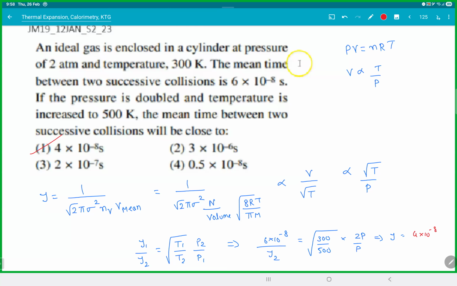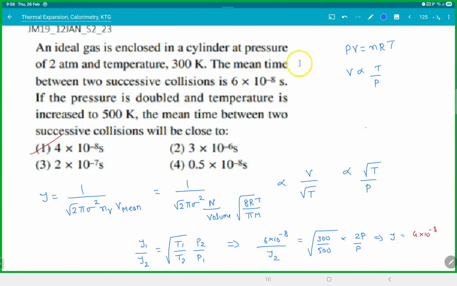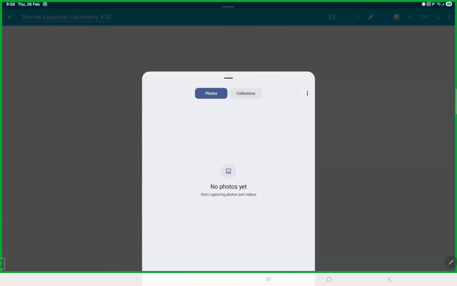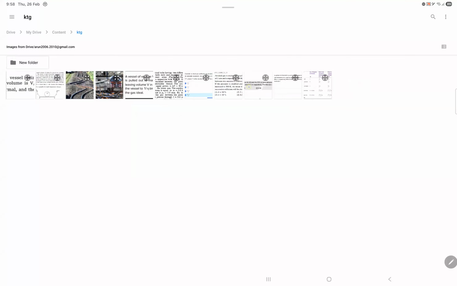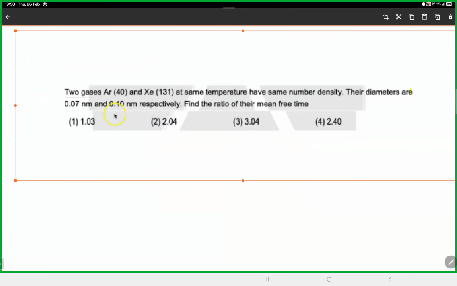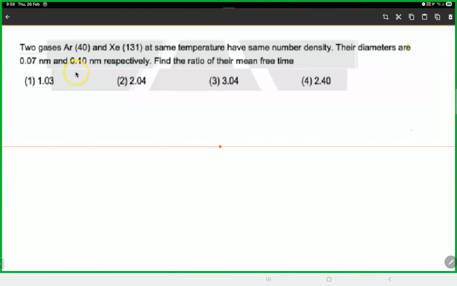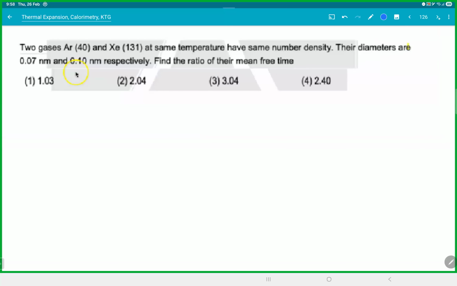Let's see one more. I hope this was clear. Since you're talking about pressure and temperature, replace everything in pressure and temperature. The next one is a good one. Let's get this. Two gases, argon and xenon, at same temperature have same number density. Same number density, that NV is same. The diameters are given. Find the ratio of their mean free time.